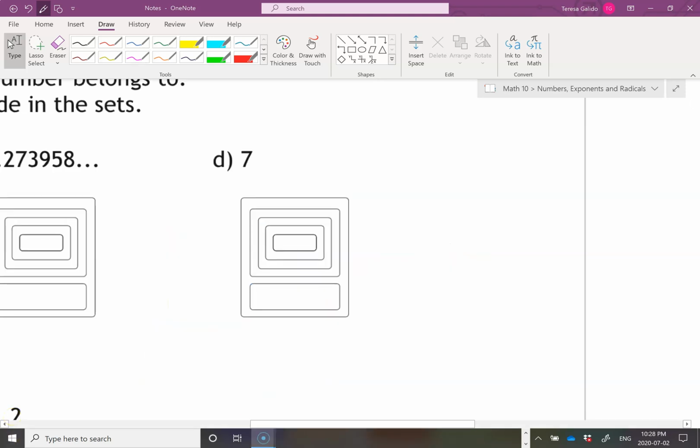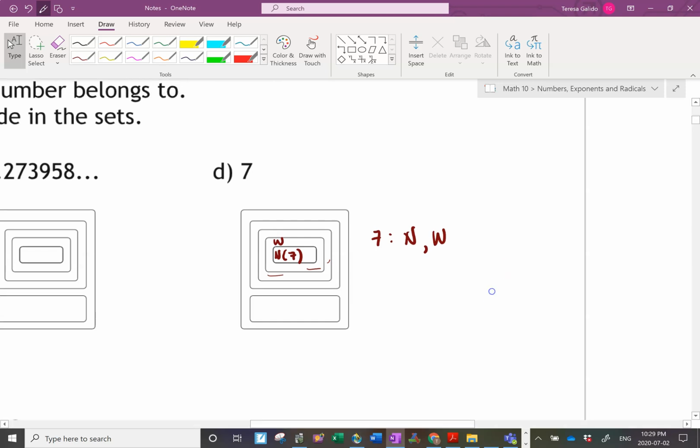Okay, so we're going to try to practice that in the next section here. For example, example D here, where is 7 found? 7 is actually found as a natural number, so 7 is right here. So 7 is in the very inner circle, so 7 is actually a natural number. It's also a whole number because 7 is part of this bigger circle here, which is the whole numbers. I keep saying circle, so when I say circle, that means a rectangle. Sorry, I'm not watching my shapes there.